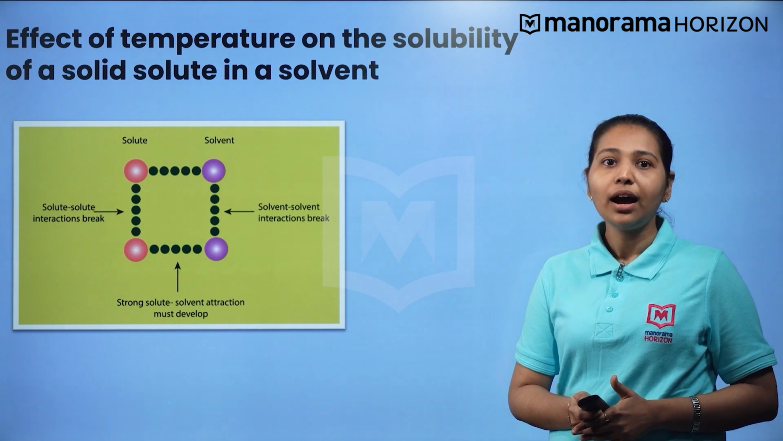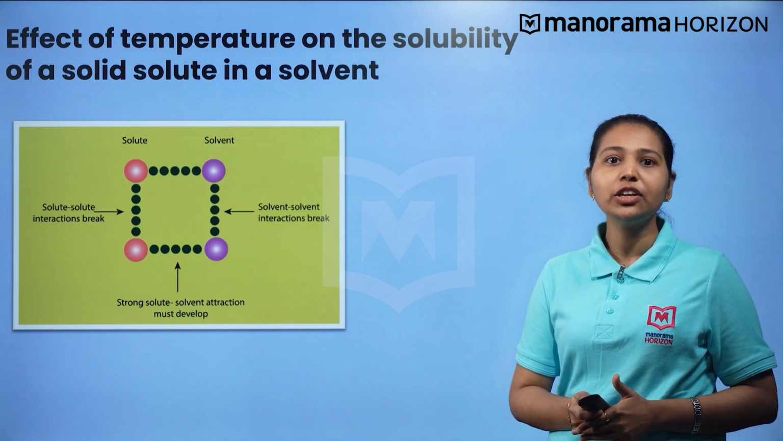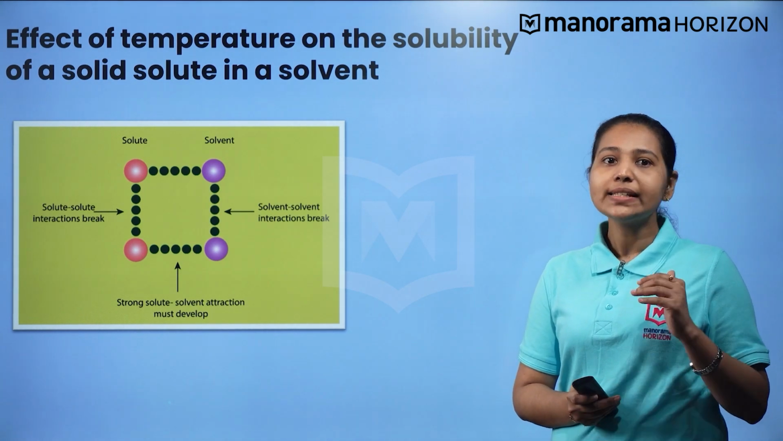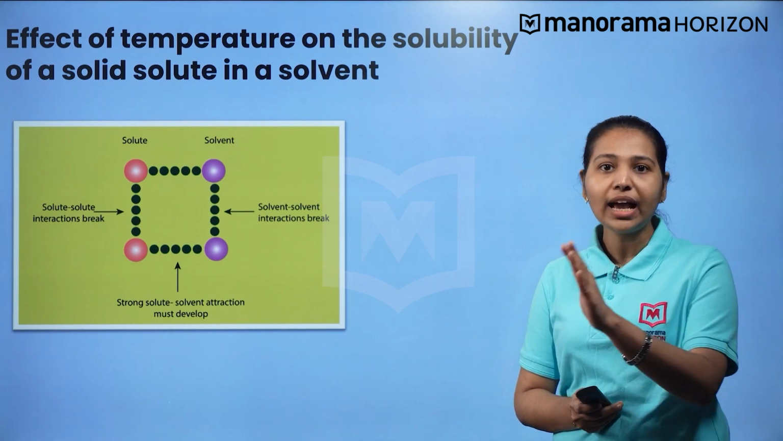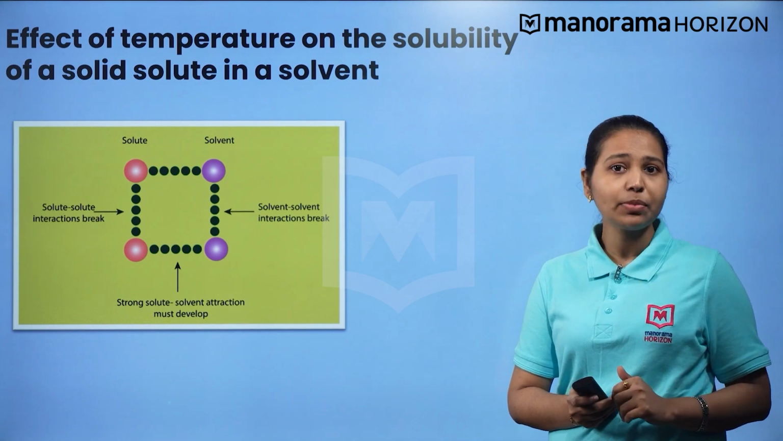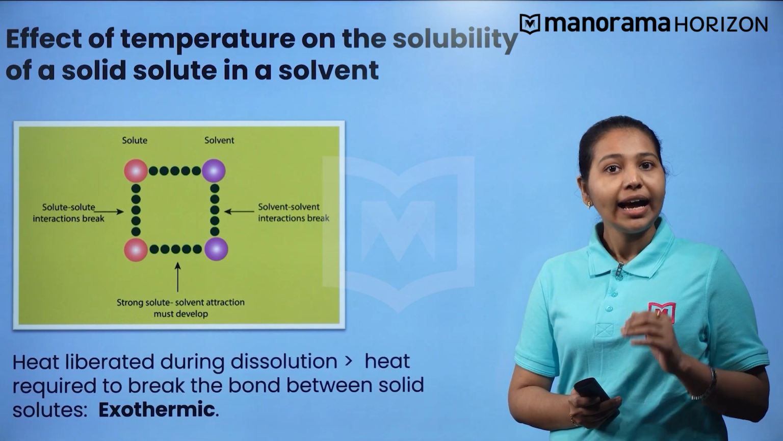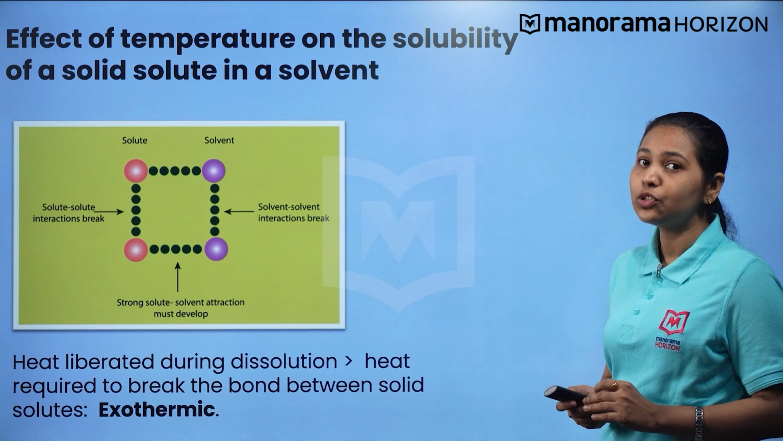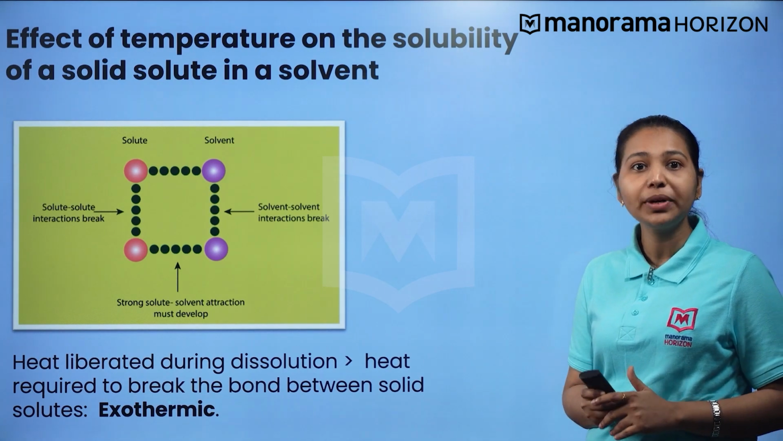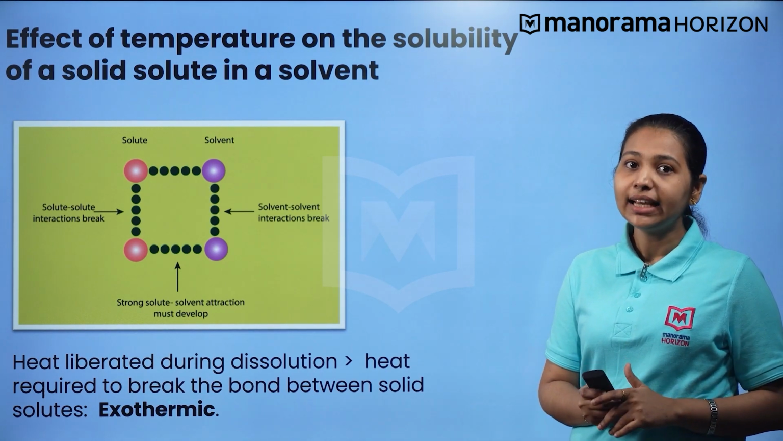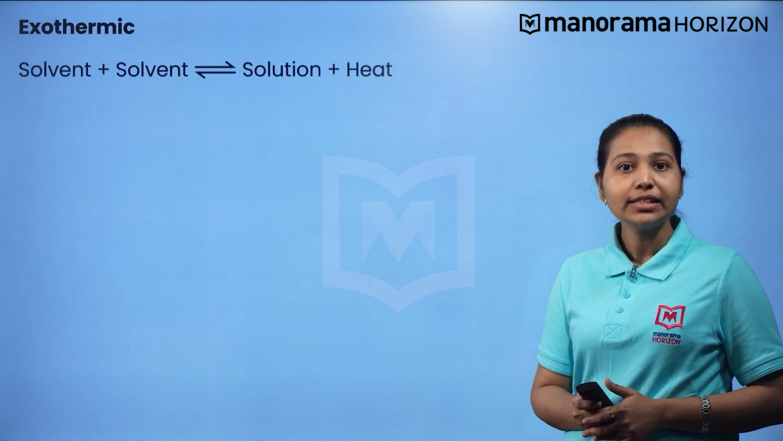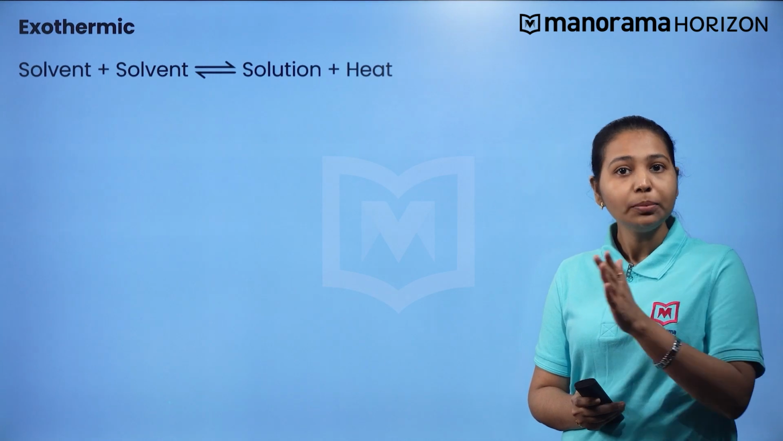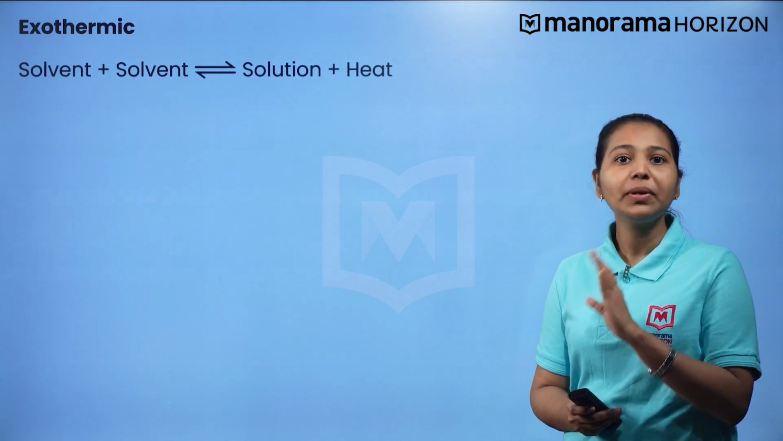Next, we will see how temperature affects the solubility of solute in a solvent. Consider the process of dissolution as the formation of new bonds between solute and solvent. During this process, heat is liberated, and if the heat liberated during the dissolution is greater than the heat required to break the bond between the solutes, then dissolution is termed exothermic. Here you may represent the dissolution process as solute plus solvent giving solution plus heat.